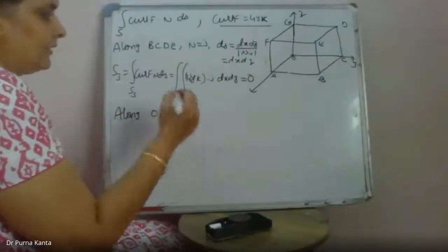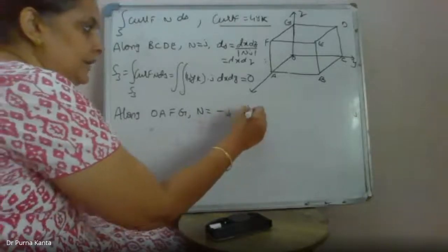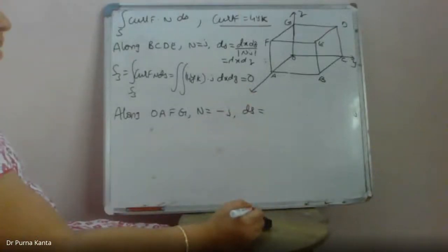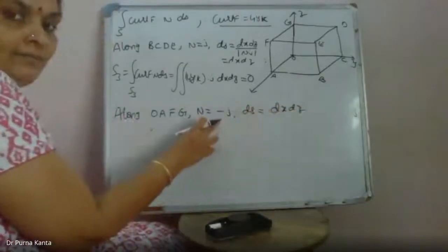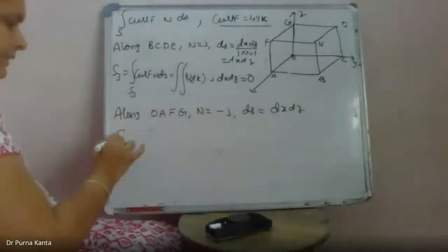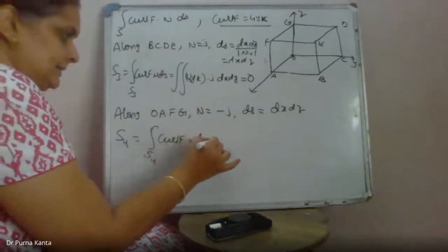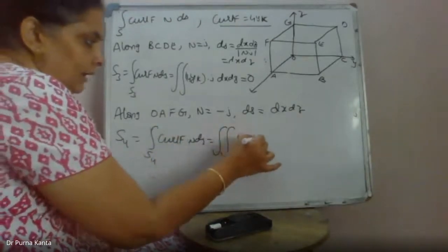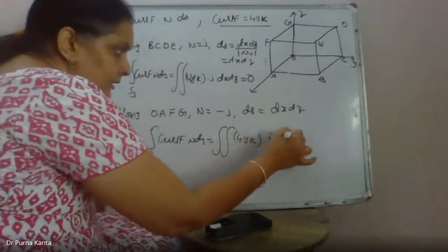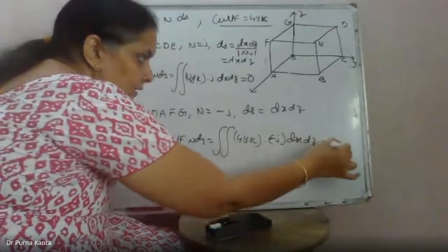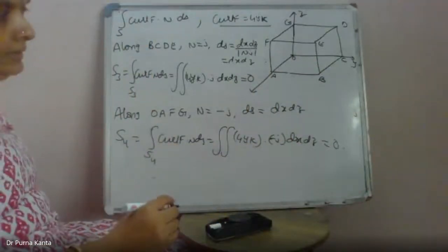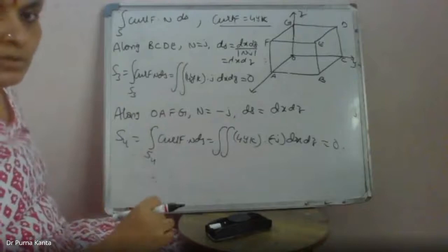That is along OAFG. Along OAFG, what will be the n value? Minus j, ma'am. Minus j, very good. ds? dx dz by mod n dot j, and n dot j is again 1 in the denominator. So dx dz. So S4, integral over S4 curl F dot n ds, double integral of 4yk dot product with minus j dx dz. Again k dot j is also equal to 0. So S3 and S4 values are also zeros.